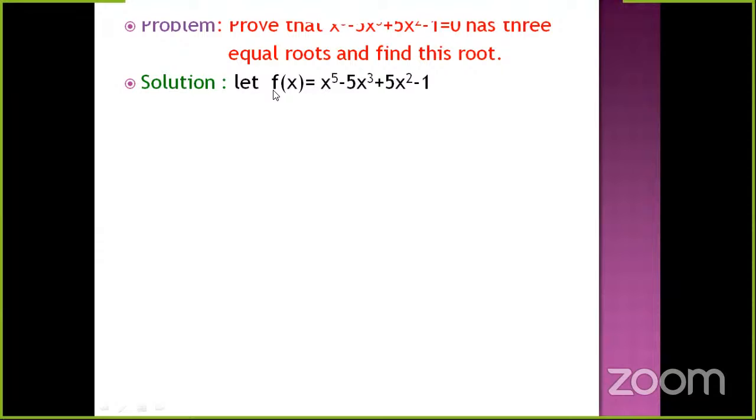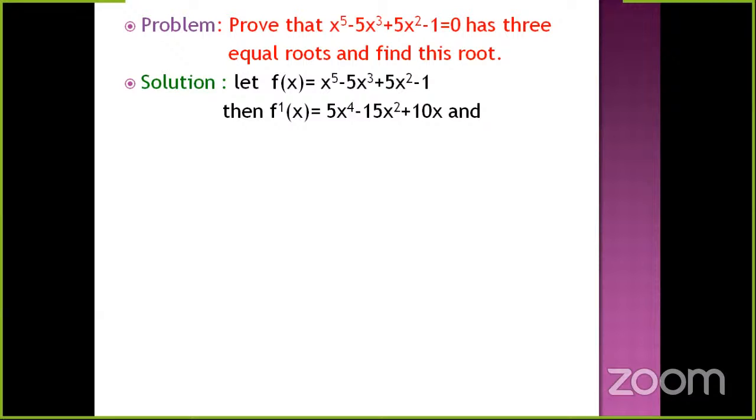So again, by differentiating f of x, what will I get? f dash of x is equal to, what is the formula here? d by dx of x power n is equal to n into x to the power of n minus 1. So d by dx of x power 5 will be equal to 5x power 4. Next, d by dx of x cube is 3x square. So minus 5 into 3, that is minus 15x square, plus d by dx of x square, that is 2x, 5 into 2, 10x, and d by dx of minus 1 is equal to 0. So f dash of x will be equal to 5x power 4 minus 15x square plus 10x.